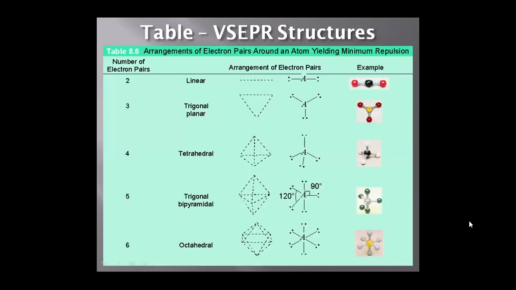Now the table of VSEPR structures, the arrangement of electron pairs around an atom yielding minimum repulsion. If the number of electron pairs is 2, the geometry is linear. If the number of electron pairs is 3, the geometry is trigonal planar. If the number is 4, it is tetrahedral. If the number is 5, it is trigonal bipyramidal. If the number is 6, the geometry is octahedral.